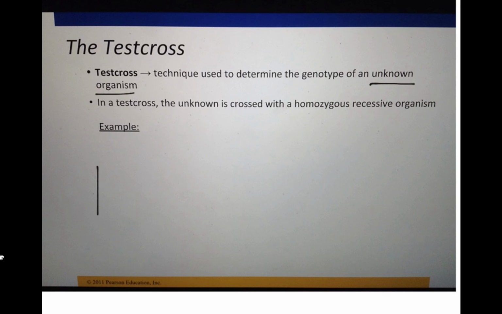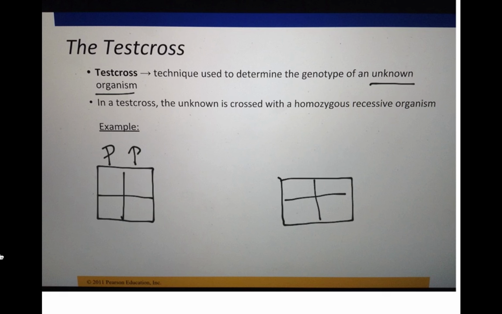Let's say, for example, we have a flower that is purple. We know it's purple. We can see it with our eyes. But we don't know if it is homozygous dominant or if it is heterozygous, with a capital P and a lowercase p. Well, in a test cross, you're going to breed this unknown with a homozygous recessive. And the reason is, if you breed something with homozygous recessive, you know what the outcome should be.